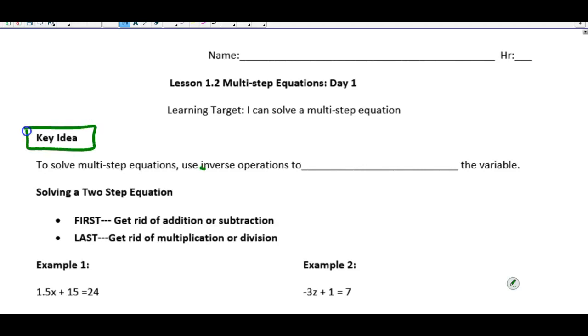We use inverse operations, that means opposite, and we use those to isolate the variable, meaning get it alone. So here are our steps.